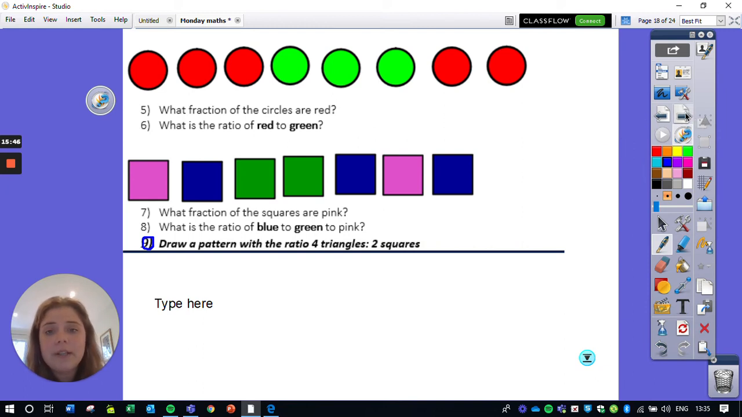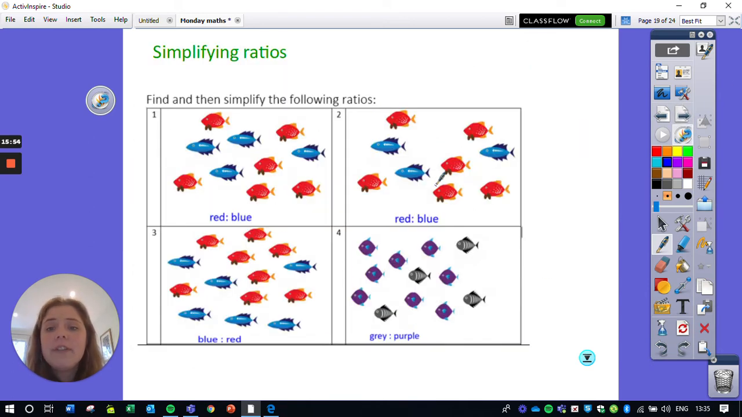Pause in the video if you need to. Well, you need to. Pause the video and then I'm going to go on to the next group of questions. So make sure you have a go. Okay, for these ones then, you're going to have to write 2 different ratios for each number.